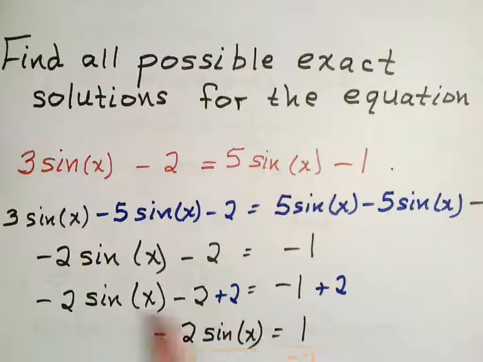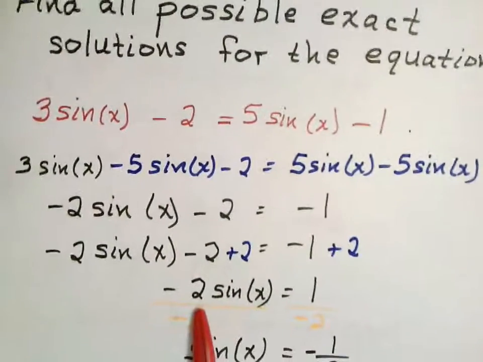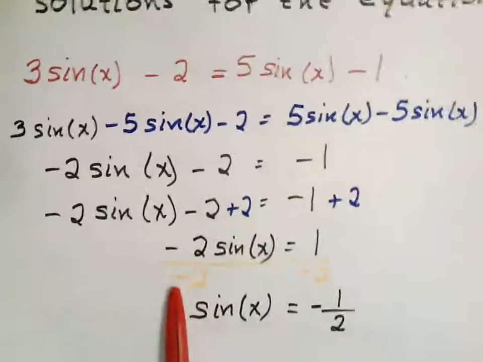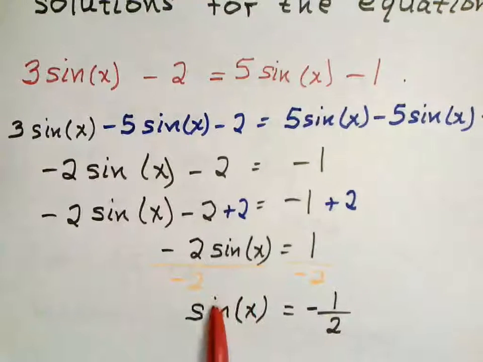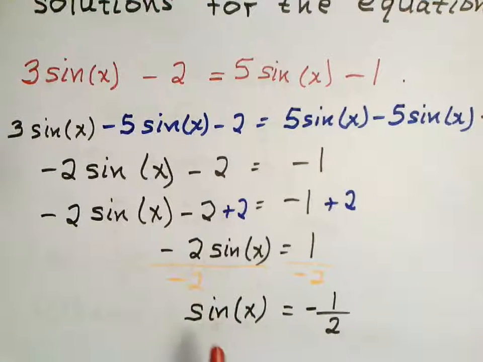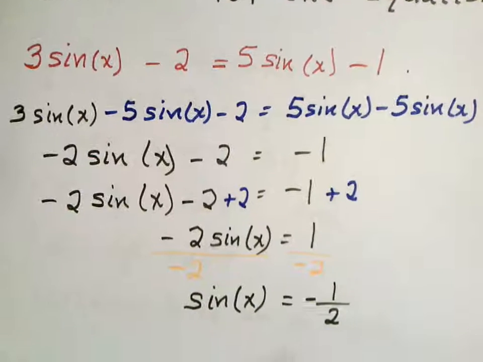Then I'm going to add 2 to both sides. Negative 2 plus 2 is 0. So I just bring down the negative 2 sine of x. Negative 1 plus 2 is a 1. Then I would like to divide each side by 2 to get the trig function all by itself. Sine of x is equal to a negative 1/2.